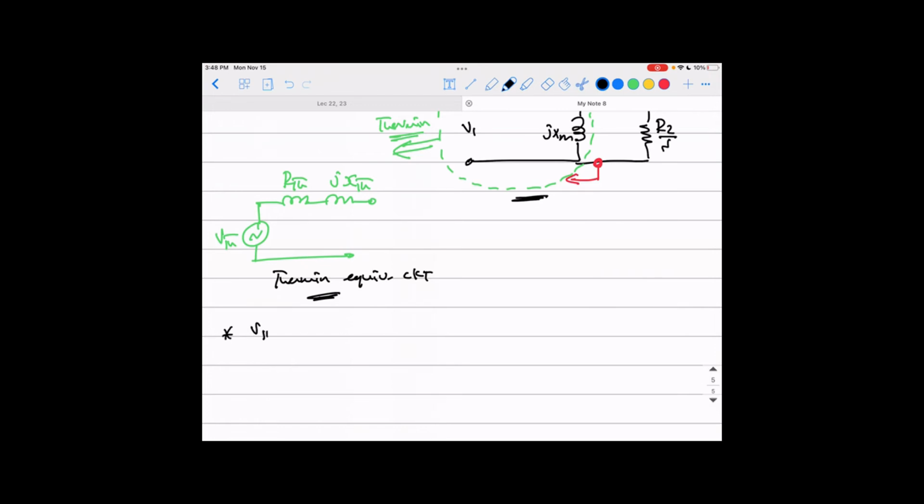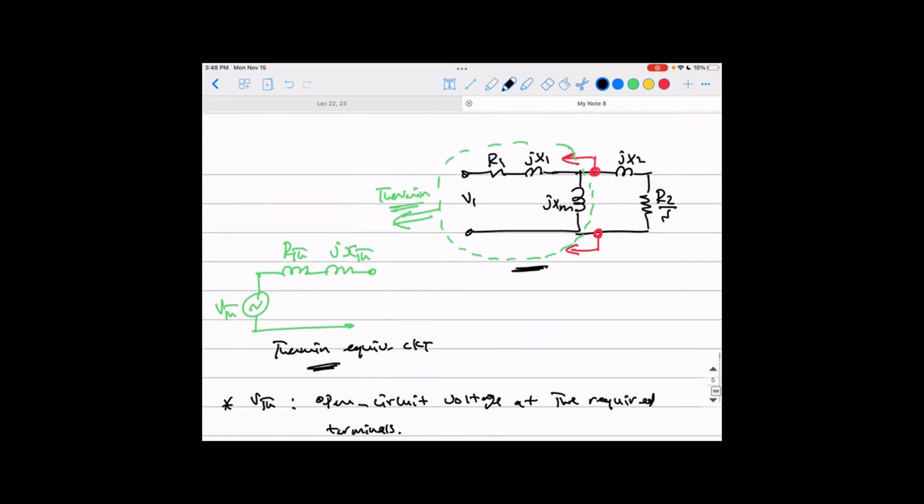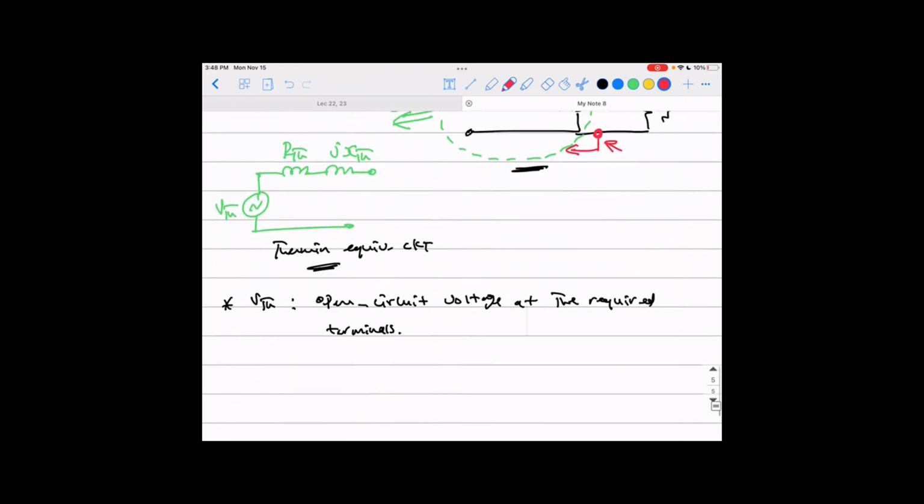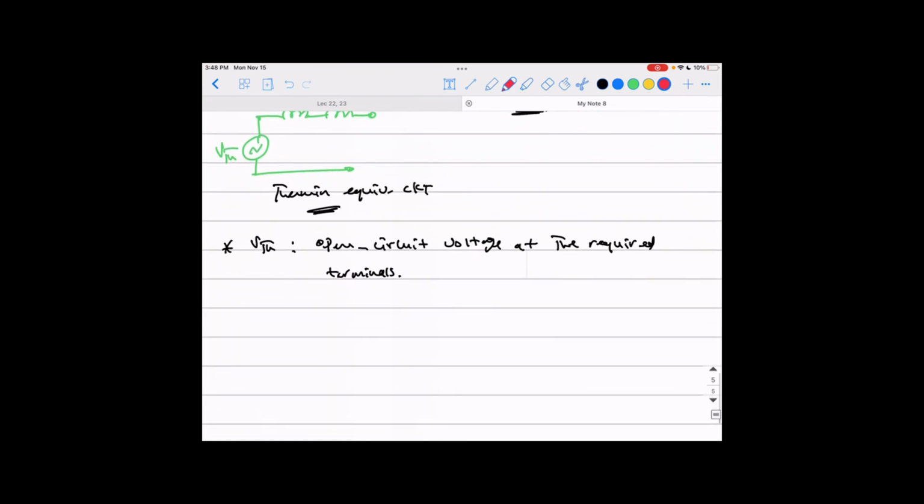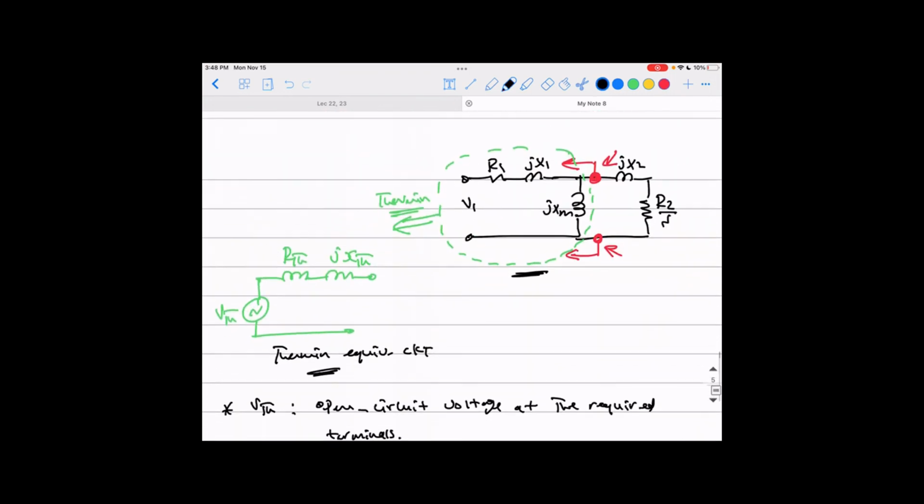Finding V Thevenin is basically finding the open circuit voltage at the required terminals. That's the definition of a Thevenin voltage. Those red dots are the terminals you need. That means open circuit at these terminals and find the voltage here, and this will be your Thevenin voltage. Easy as that. So I'm going to open circuit the circuit at those terminals.